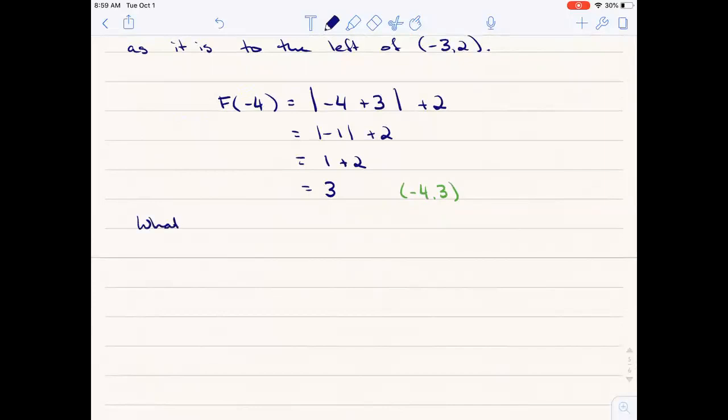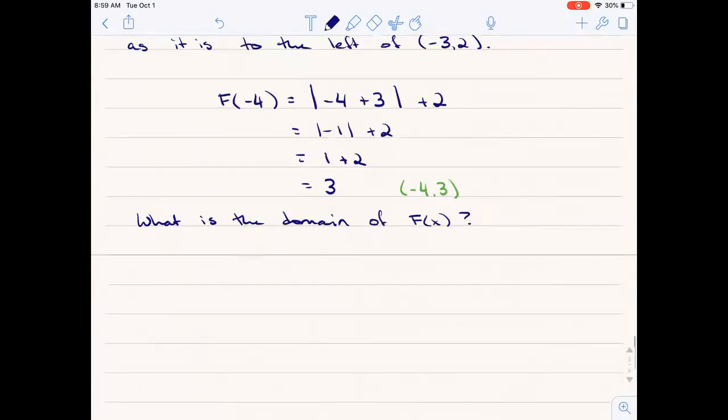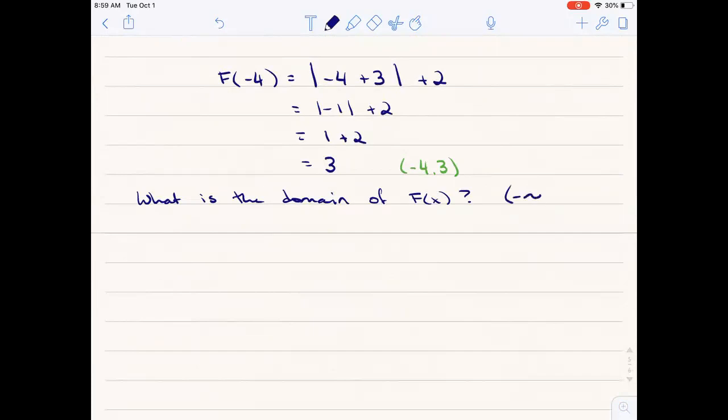What is the domain? Domain of f of x. The domain for any absolute value function is going to be just negative infinity to positive infinity, because even though we're looking at a very small area here, those lines continue and continue and never end. And so the domain is going to be negative infinity to positive infinity.